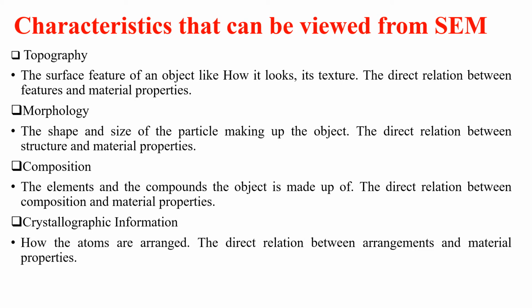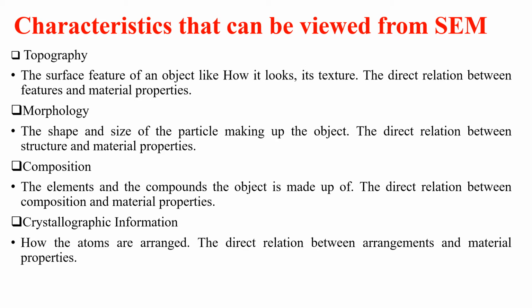So what are the different characteristics that can be viewed from SEM? There are four: topography, morphology, composition, and crystallographic information. Topography means we can get the features of the surface, like how it looks and what the texture is, which gives a direct relation between features and material properties. Morphology means we can get the shape and size of the particle, so that we can relate structure and material properties. Next is composition, that is, which elements and compounds the object is made up of.